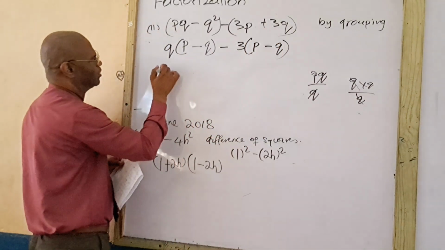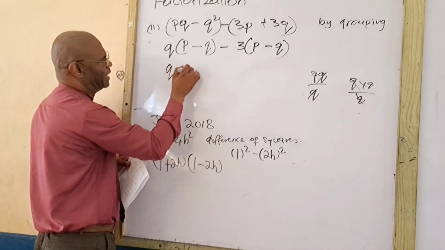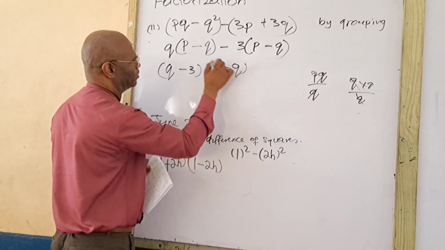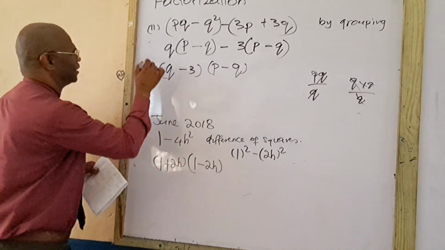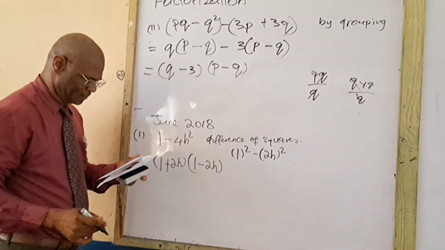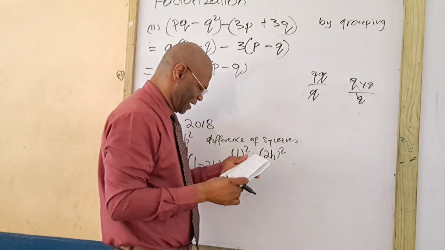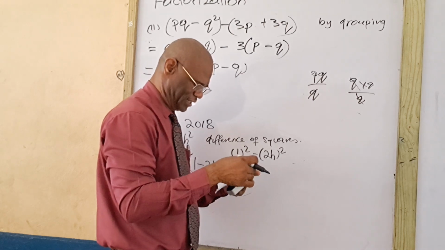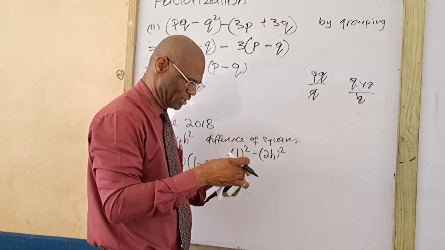So we have what now? Q minus 3, P minus Q. Right? And that's where we are. Q minus 3, P minus Q. Alright? Okay, now let's look at these final ones.